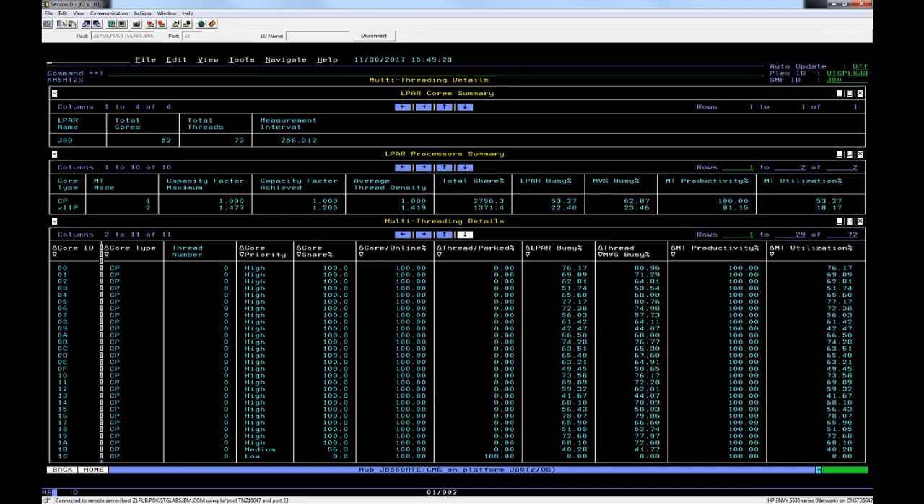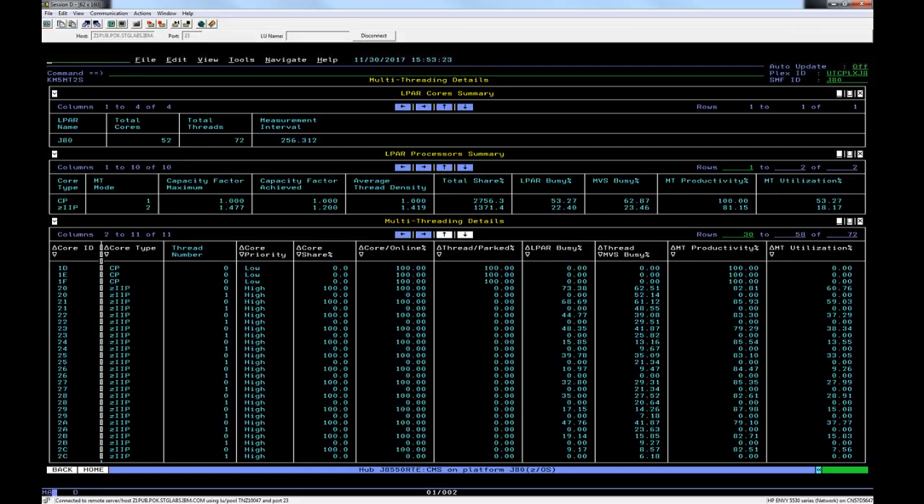And if we take the core busy percentage and multiply it by the multi-threading productivity, we end up with what's known as the multi-threading utilization. And we show that for every processor. If we look here, we have all the standard CPs. They're not multi-threading, so their productivity is always going to be 100%.